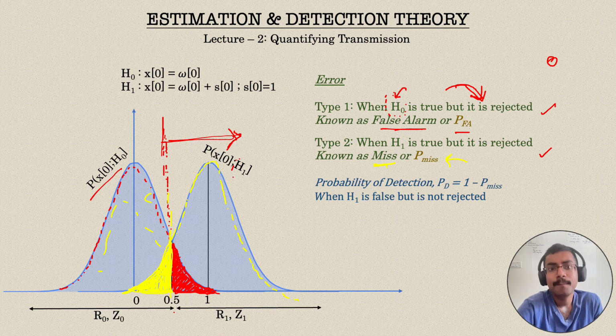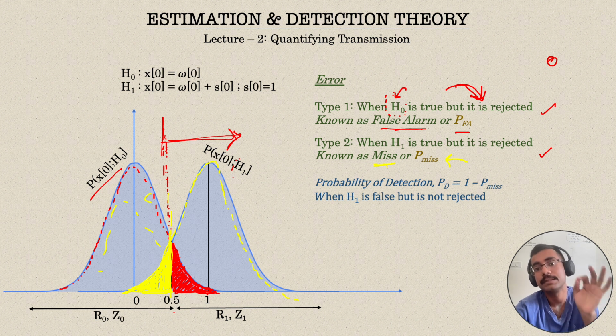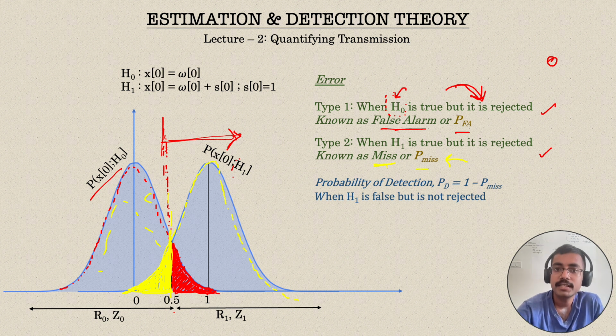This is very obvious, right? We missed the detection. It was there, but we could not detect it. We missed it. That's why it's called a miss. So it can be represented as P miss. This is very significant. So if there are errors in detecting, what can we say in general about the probability of detection?